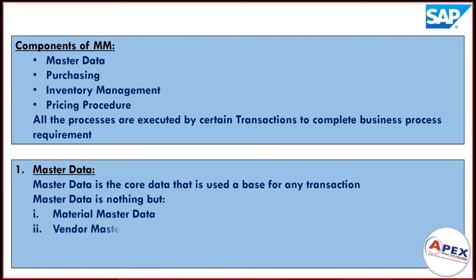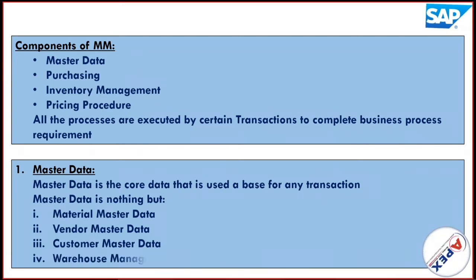So next we have vendor master data. Vendor master data is also master data which we use to procure the material. So next we have customer data. Customer data we should have to sell the product. Okay. Next we have warehouse management master data. That means what material, how much material, and what type of material we have in the warehouse. So all those things are master data here.